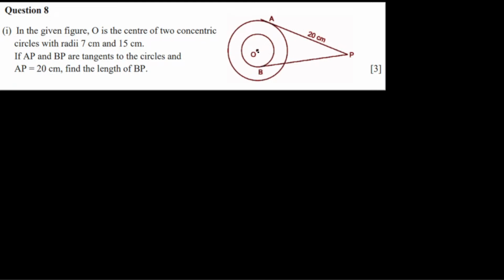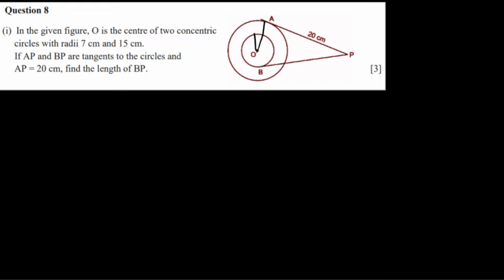So I can draw like this. Like this one, its length is 7 and this one is 15. So if AP and BP are the tangents to the circles and AP's length is equal to 20 centimeter, find the length of BP. So length of BP we have to find.